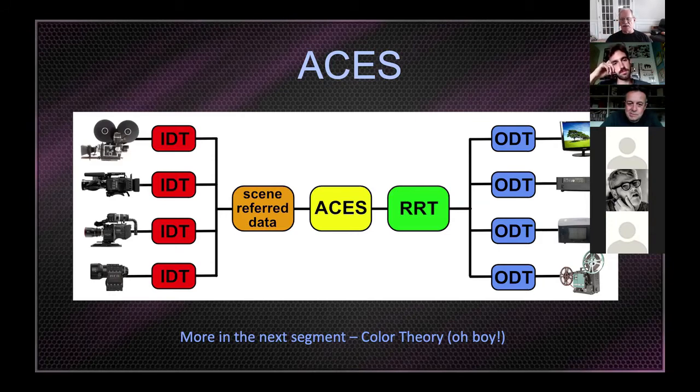Then the ODT is the output display transform. That is the specific transform of that data to make it look right on the different display devices you might be working with. So that's the story of ACES.